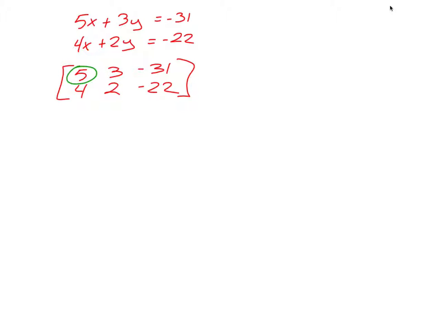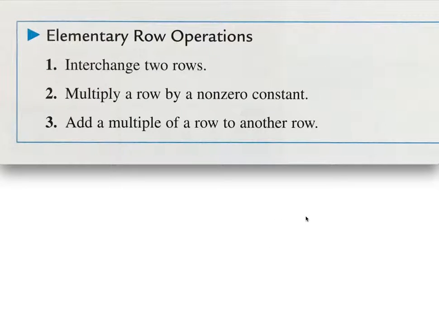So we want to use those 3 operations we're allowed to use to turn that into a 1. Any thoughts on how I can turn that into a 1? Let's revisit those real quick. I can interchange 2 rows, which means I can switch rows, but that's not going to help me because neither one of them starts with a 1. I can multiply it by 1/5, but we're going to see that's not what we want to do. What we want to do is multiply the other row and then add it to that row to get the 1.